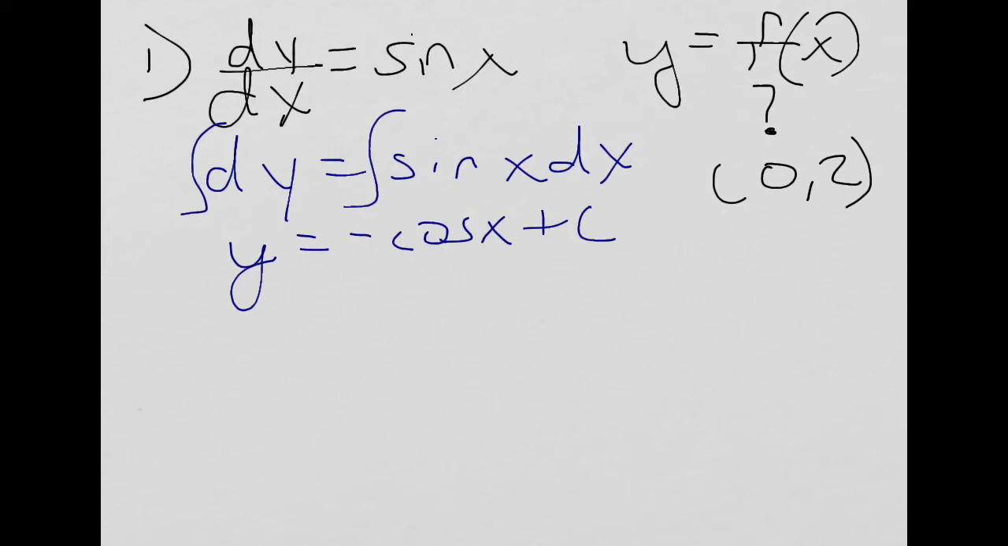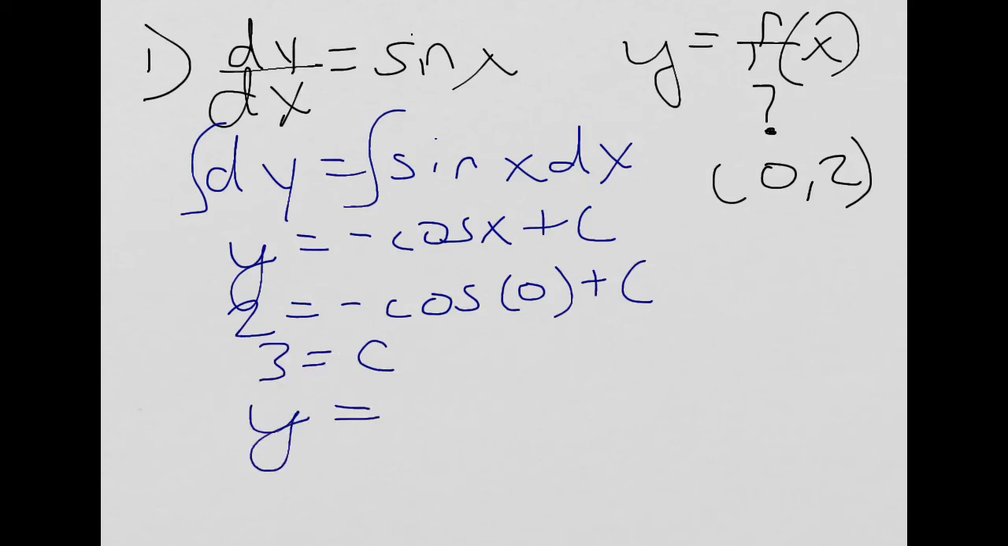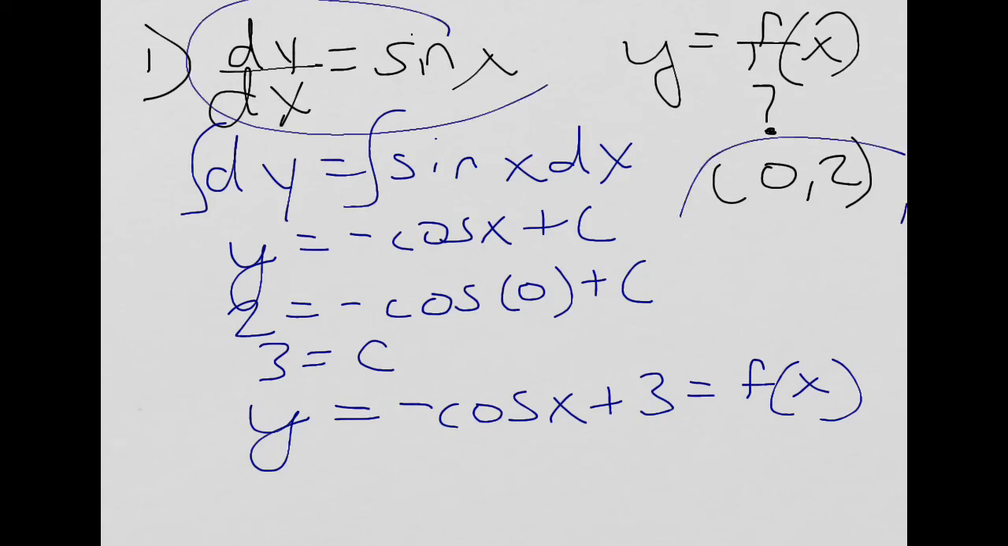We're plugging in 0 for x and 2 for y. And cosine of 0 is 1, so it's a negative 1. I'm going to add 1 to both sides. c is 3. And my answer there is y equals negative cosine of x plus 3, or we could state it as f of x. So that's how we can use our initial condition and our differential equation.